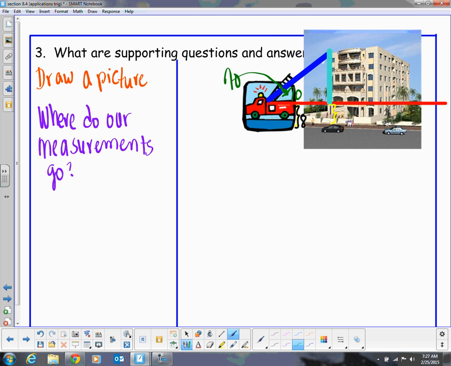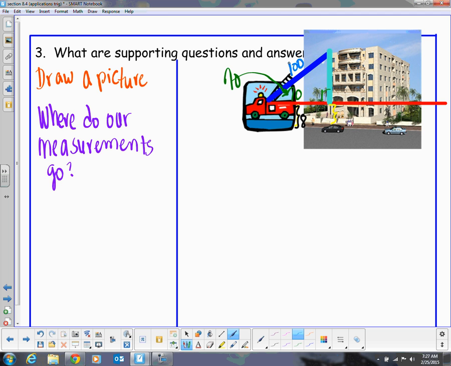What else do I need? Our right angle, correct. What else do we need? What is the length of the ladder? 100 feet. So that's going to be on my blue, right? Have I used up all my measurements? Yeah. Okay. So what's maybe the next question we should ask?